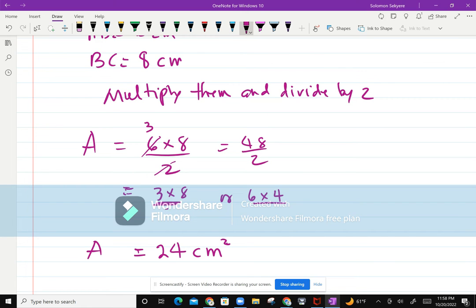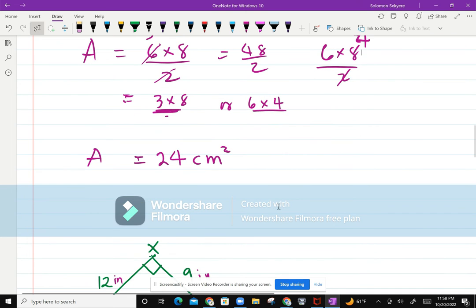Or I can simplify by dividing the 8 by 2, and I'll get 4. Not both, one or the other. Simplify, multiply, and the area is 24. Since we multiplied 8 centimeters and 6 centimeters, there was a centimeter here and another one. Always when you do area, make sure you put squared, that number 2 up there. Okay, so that's your answer.